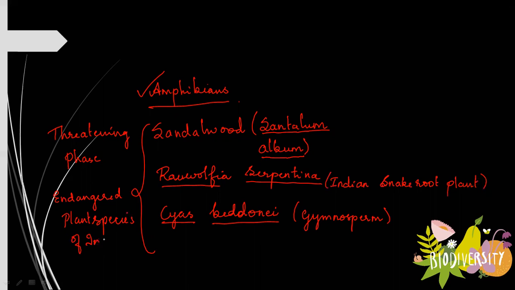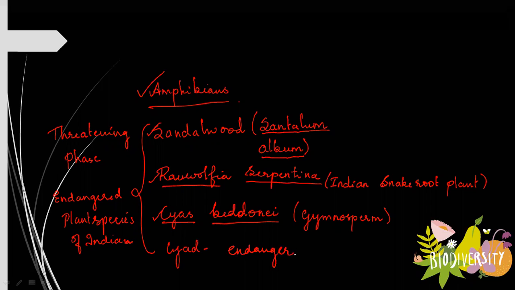So it is important for us to grow these plants as much as possible so that they do not go extinct. Which are those endangered plant species? Sandalwood, Rauwolfia, and Cycas beddomei, that is the gymnosperm. These are the endangered plant species of India. Next is cycad, that is also a gymnosperm, an endangered plant species which can go extinct anytime.